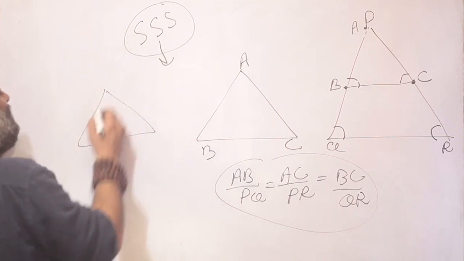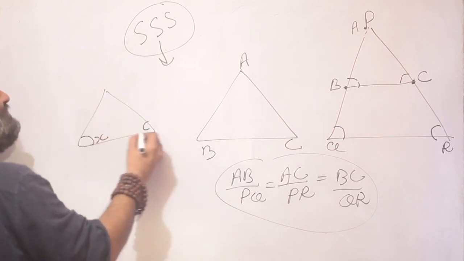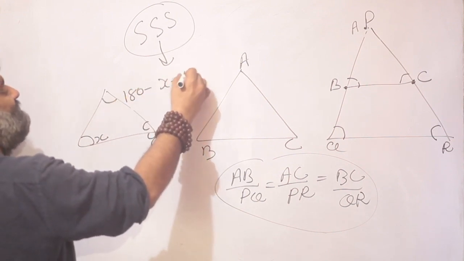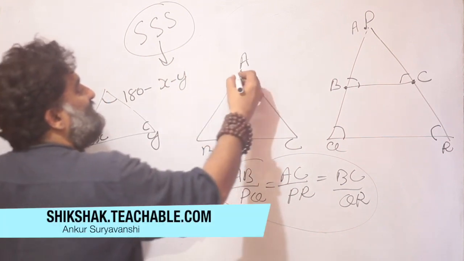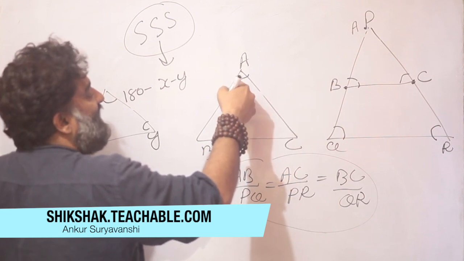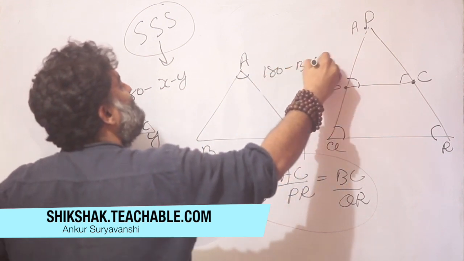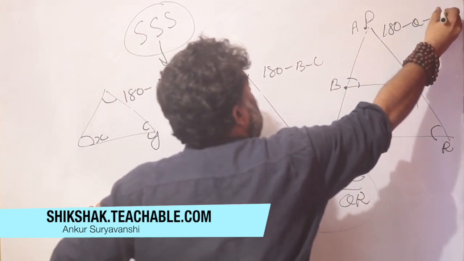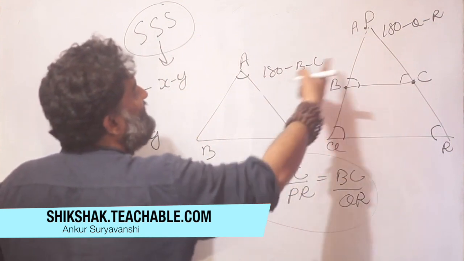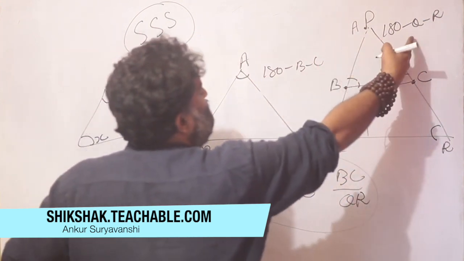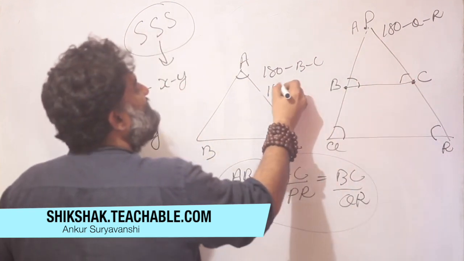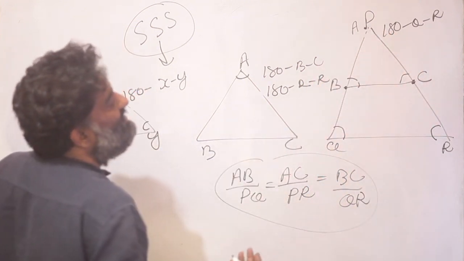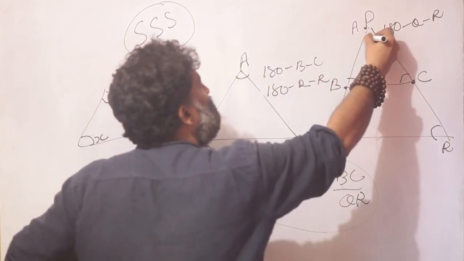Now think of it for a minute. Let's say you know this angle and this angle. You know this to be X and you know this to be Y. This is definitely going to be 180 minus X minus Y. So say I don't know the angle A. Angle A is going to be 180 minus B minus C. And angle P is going to be 180 minus Q minus R. But I also know B is equal to Q and C is equal to R. That means I can rewrite this as 180 minus Q minus R, or I can rewrite that as 180 minus B minus C. That means angle A is also equal to angle P.